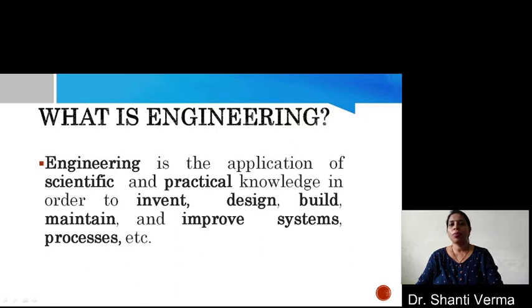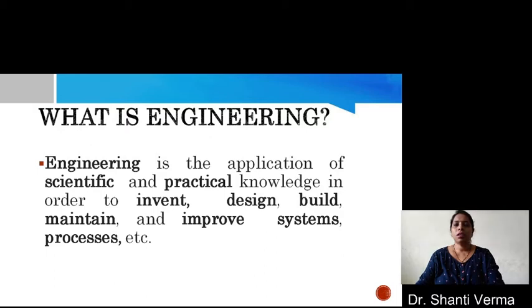The outcome of software engineering is an efficient and reliable software product. Basically, the software project management has a wider scope than the software engineering process, as it involves communication, pre and post delivery support, etc. So, as you see that engineering is the application of scientific and practical knowledge in order to invent, design, build, maintain and improve system processes.